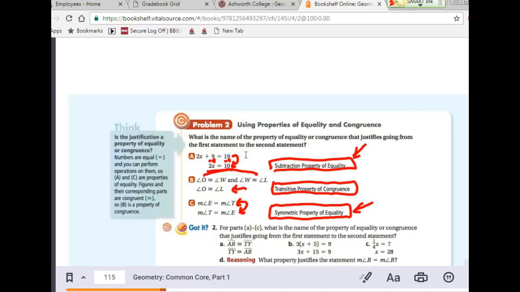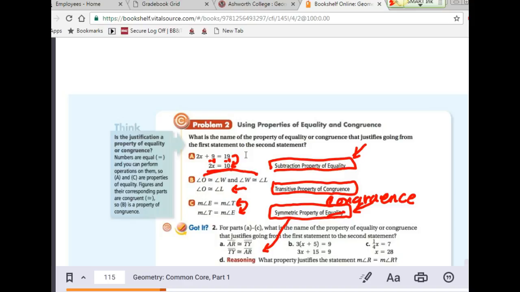Okay? Again, if you look at the got it section here, it says segment AR is congruent to TY, and then in the second statement it says TY is congruent to AR. Again, for the same reason, that is nothing more than the symmetric property, not this time of equality, but of congruence, since we're using a congruent symbol here instead of an equal sign. Okay, it's the symmetric property of congruence.